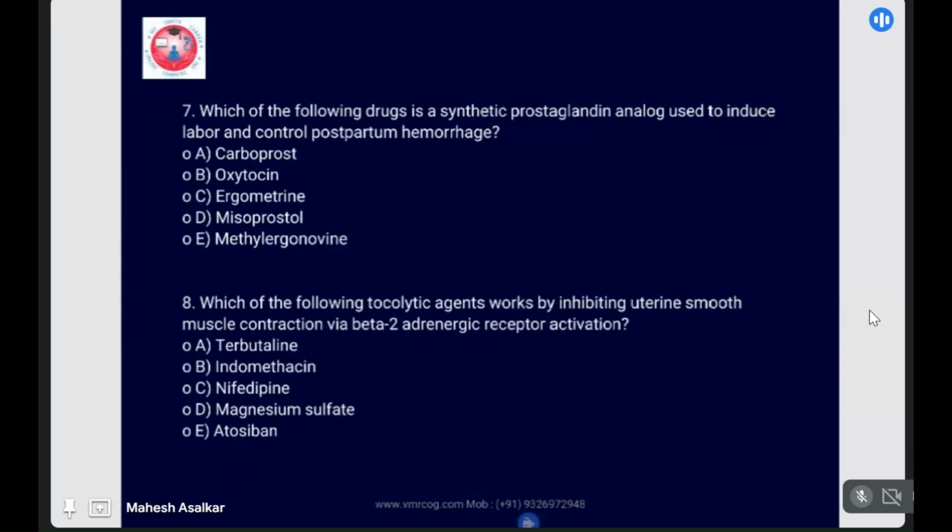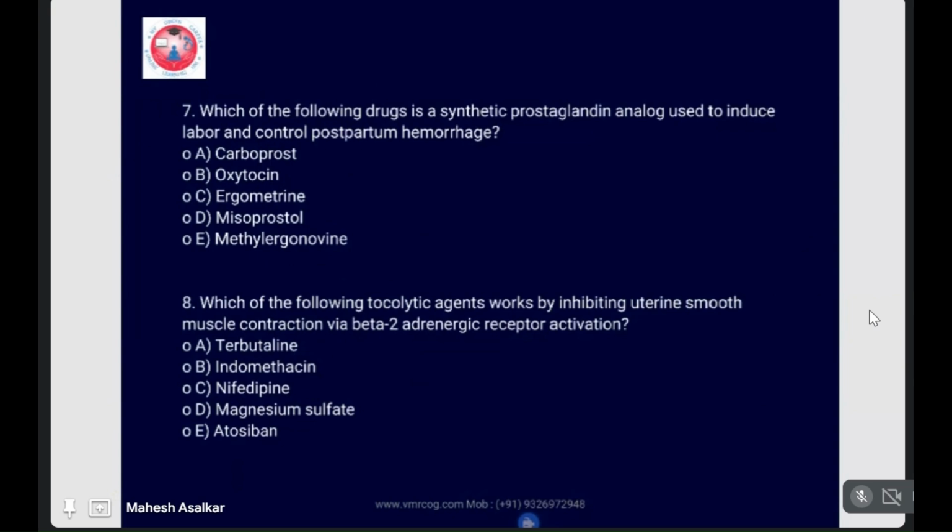So remember that, and read the question carefully. Otherwise, when you finish your paper, you realize you have not read the question properly, even though you actually know the answer. Okay, go ahead with the next question.